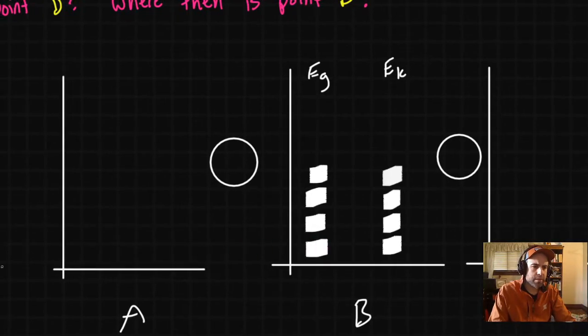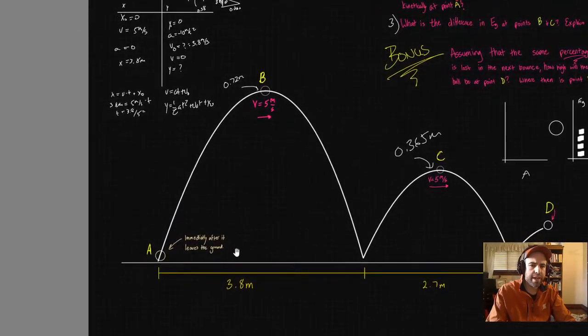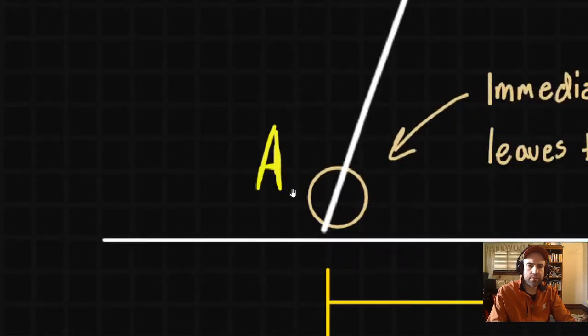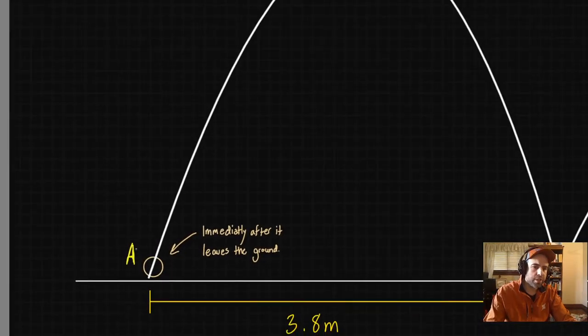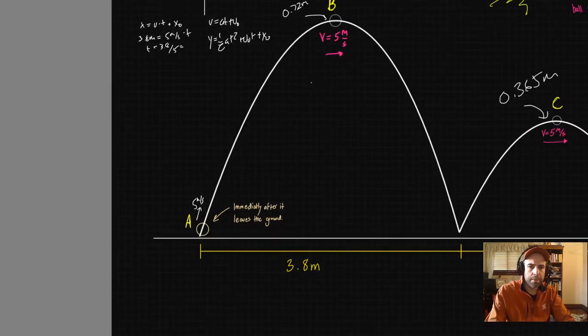Let's go back and look at point A. Now, the biggest issue I've had is I've had a lot of people tell me that this thing has the same amount of kinetic energy as B, right? I don't tell you how fast the ball is moving at point A, but I'm pretty sure if it's only going 5 meters per second, it doesn't go that high. It has to be going faster than that.